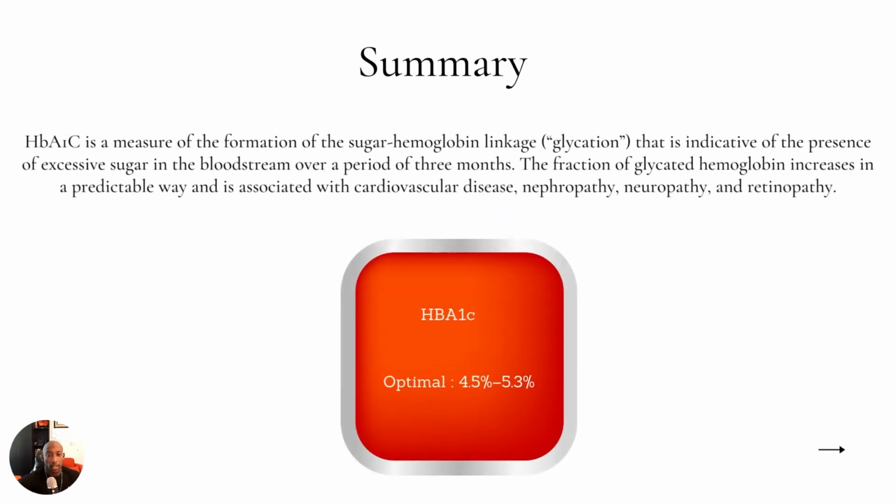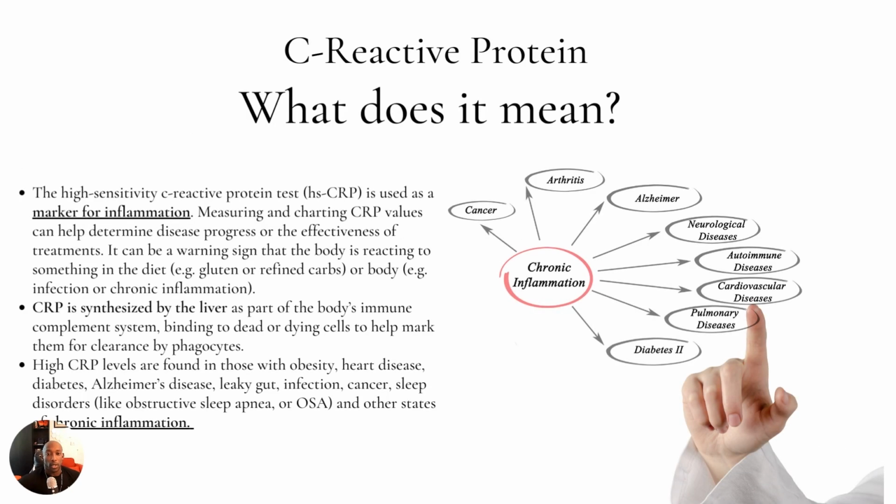When it comes to hemoglobin A1C, what is optimal is between 4.5% to 5.3%. When you start creeping up to like 5.7%, you're getting into the pre-diabetic range. And when you get up to like 6.3 and above, you're diabetic. So we want to keep those numbers down.